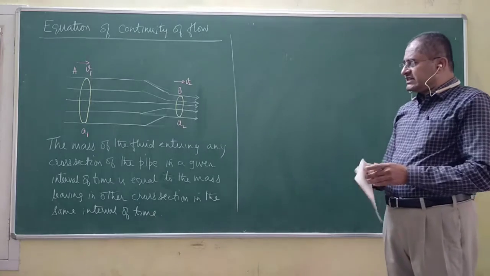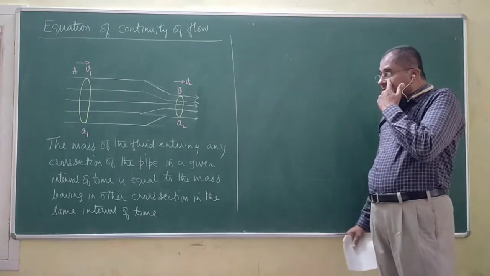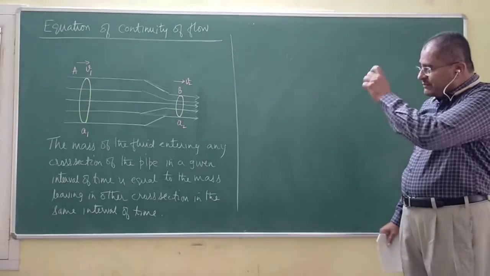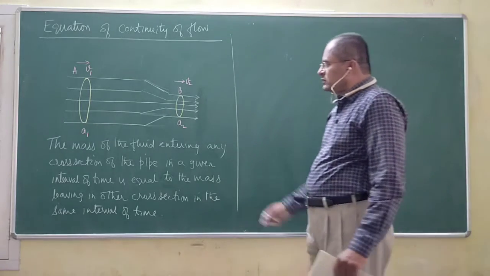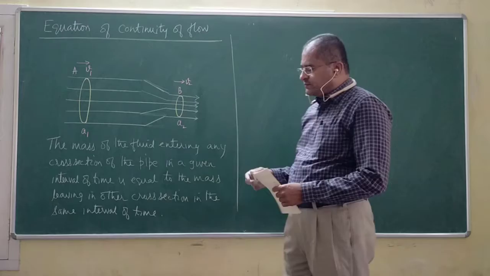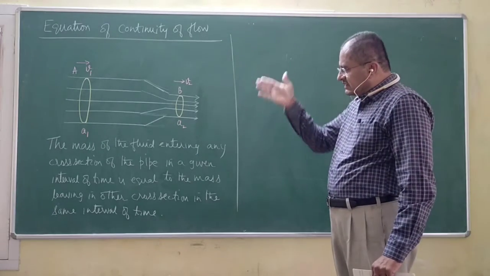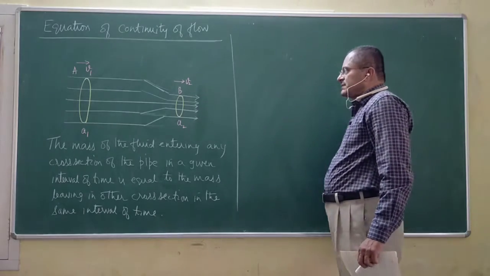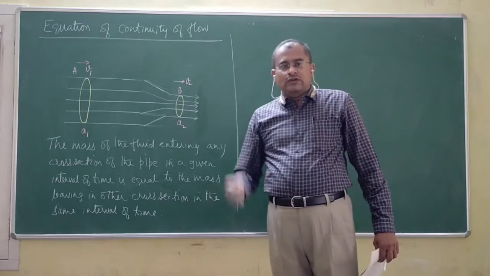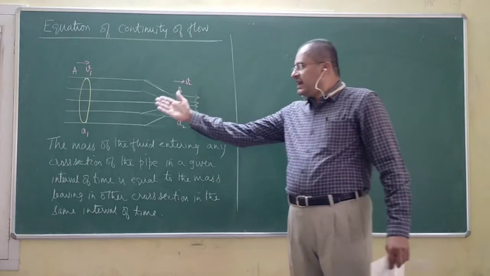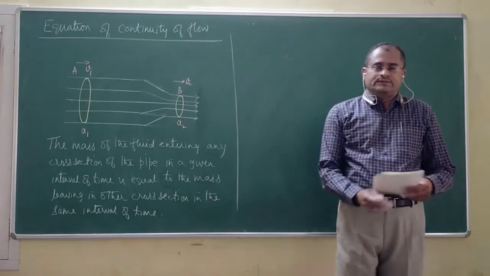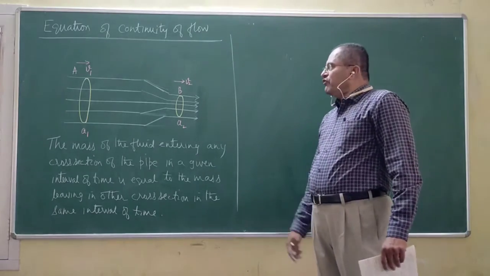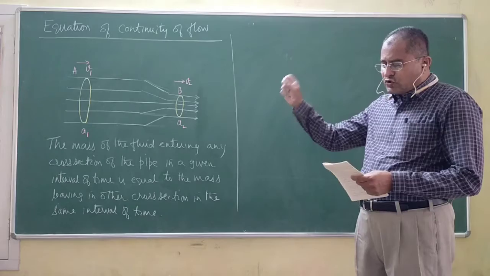We will go to the diagram and see what it tells us. In the diagram you can see I have marked two points A and B. A and B are two transverse sections of the tube. When I say transverse sections, these are perpendicular to the flow of the liquid. A and B are two transverse sections of the tube where areas of cross section are A1 and A2, and the velocities of the fluid at A and B are V1 and V2 respectively, as shown in the figure.